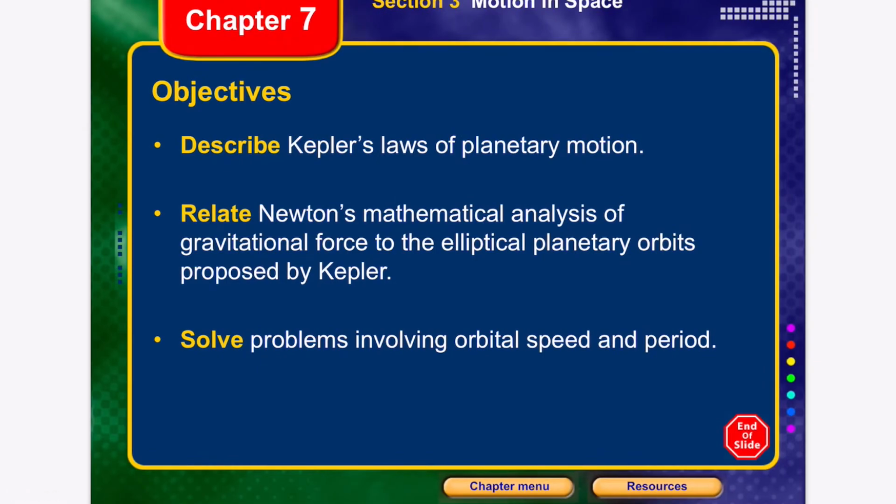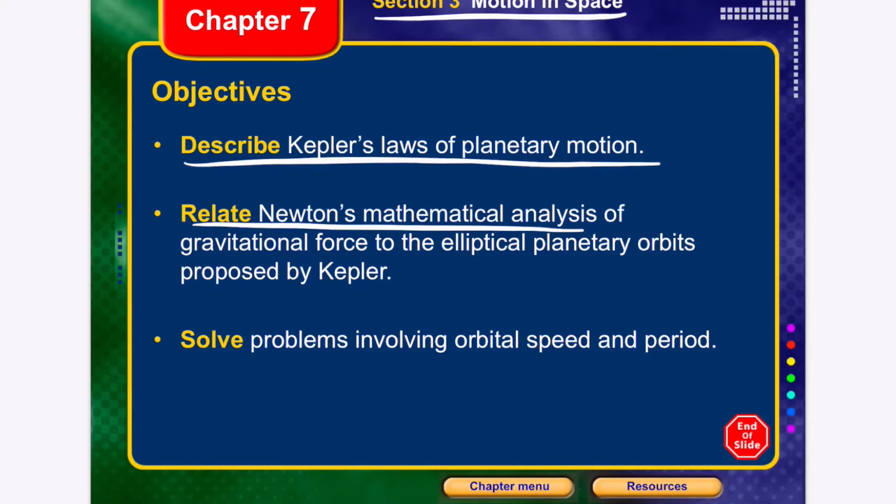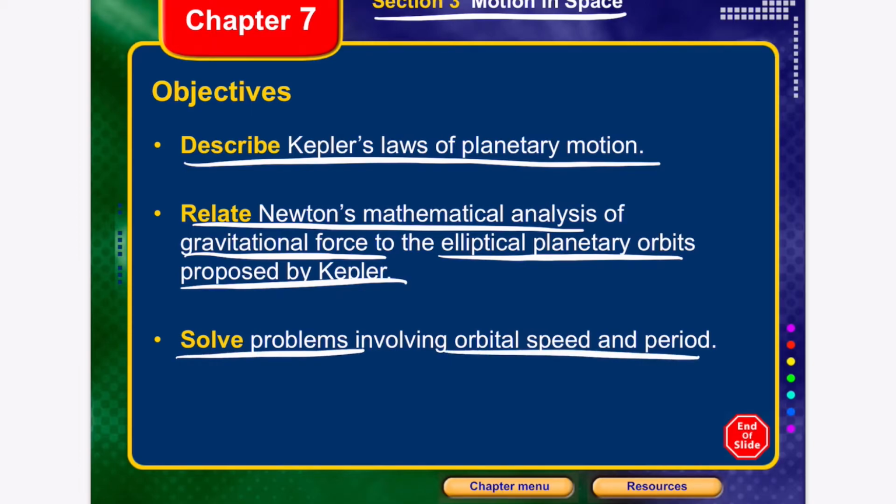So next let's come to section 3, motion in space. In this we are going to describe Kepler's laws of planetary motion, relate Newton's mathematical analysis of gravitational force to the elliptical planetary orbits proposed by Kepler, and finally solve problems involving orbital speed and period.